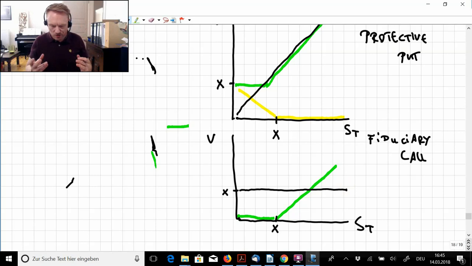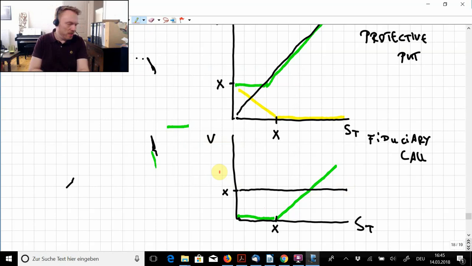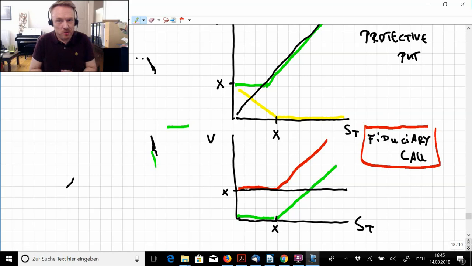And again, we need to have the sum of those two lines. I will try to put it in red. And the sum gives us this, the red line. So the fiduciary call can be drawn this way with the red line. So all in all, first the option and secondly the bond, this is the value of the fiduciary call.